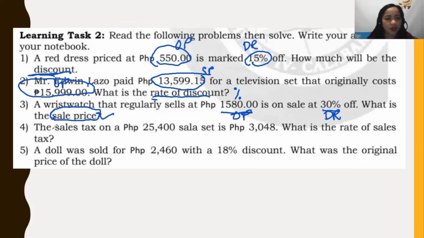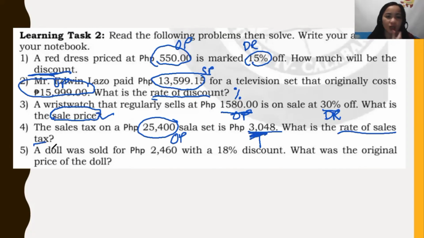At ang number 4, the sales tax on a 25,400 pesos sala set is 3,048 pesos. What is the rate of sales tax? So, ito naman, yung original price niya. At ito naman, yung tax. Hindi siya rate of tax, ito naman yung tax na sinasabi.